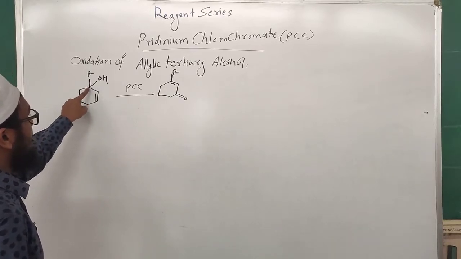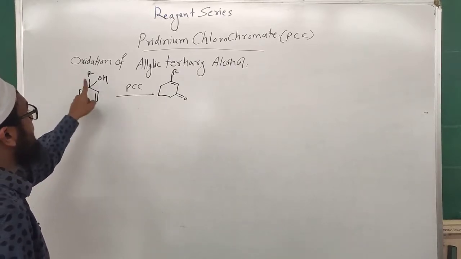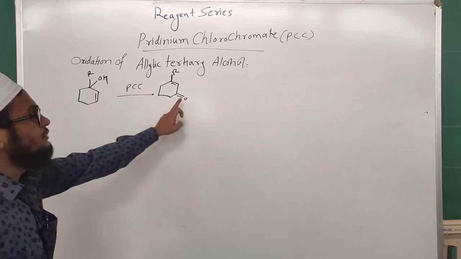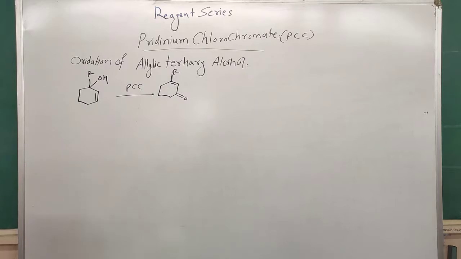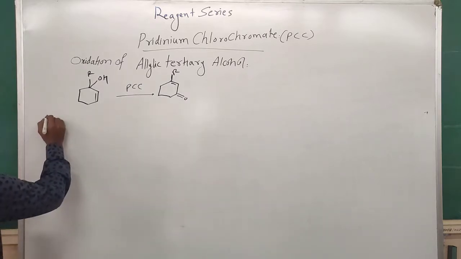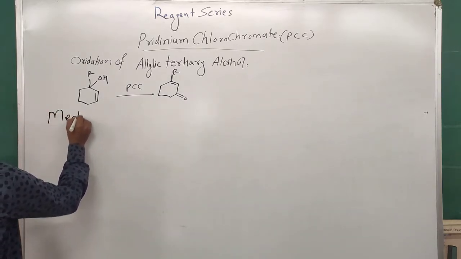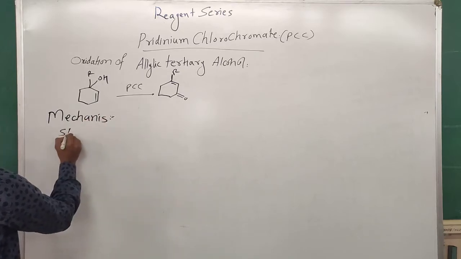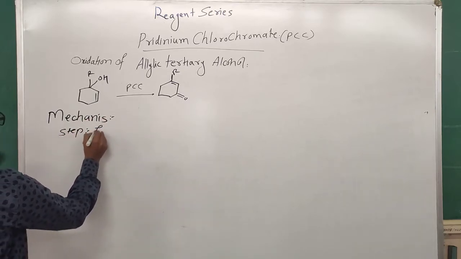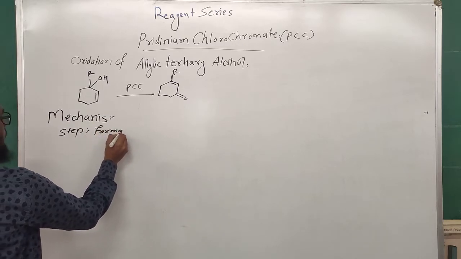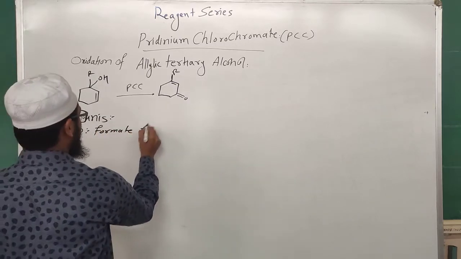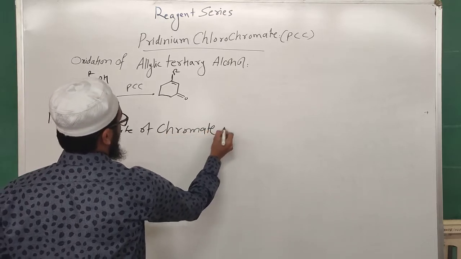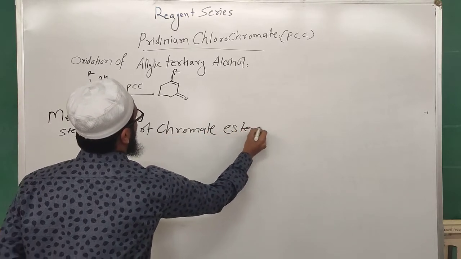Look at here, this carbon is attached to 3 carbons, 1 2 3. This is a tertiary alcohol, and it is getting oxidized to a ketone. Let's move towards its mechanism, how it can go. The first step is the formation of chromate ester.